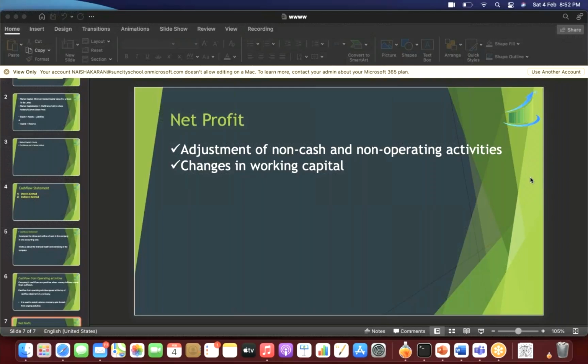Okay. Now, non-operating activities are where cash is increasing or maybe cash is decreasing, but it is not because of this activity. It is not because of your business expense. Let me give you an example.